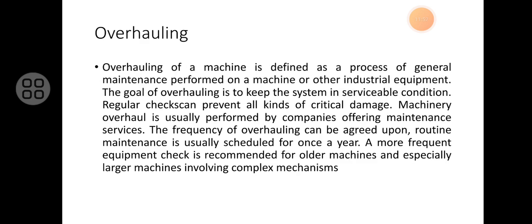The next topic we are going to discuss is overhauling of mechanical components. And what is overhauling? Overhauling a machine is defined as a process of general maintenance performed on a machine or other industrial equipment. The goal of overhauling is to keep the system in serviceable condition. Regular check-ups prevent all kinds of critical damage. Machinery overhaul is usually performed by companies offering maintenance services. The frequency of overhauling can be agreed upon. Routine maintenance is usually scheduled once a year. More frequent equipment checks are recommended for older machines and especially larger machines involving complex mechanisms.